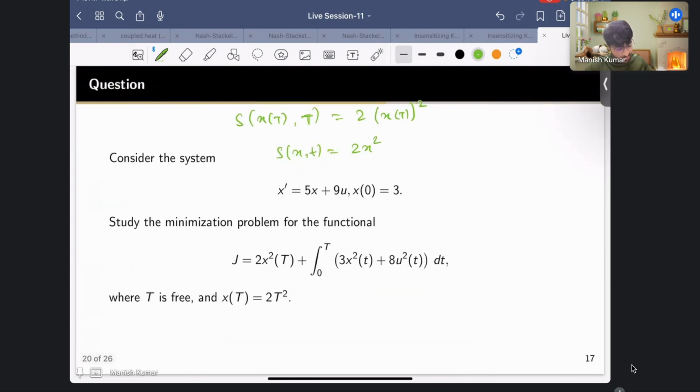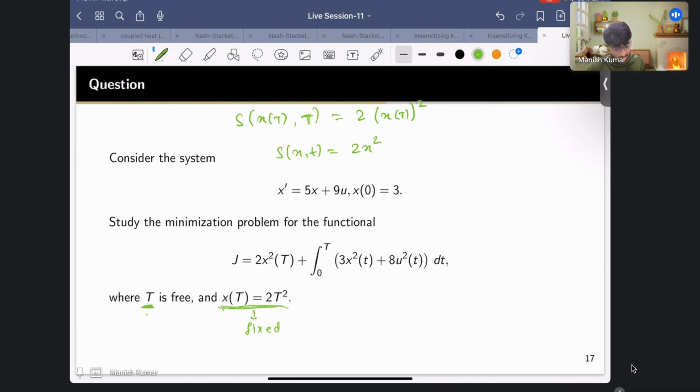Over here in this particular problem, you see t is free, but xt is fixed. Fixed in the sense that it's given in terms of t square, but that doesn't mean that this is free. Once this t is fixed, this is also fixed. So the only variable is capital T. Capital T is something which is changing. This xt cannot take an arbitrary value. It is given as a function of capital T. So this is fixed in that sense, but t is free over here.